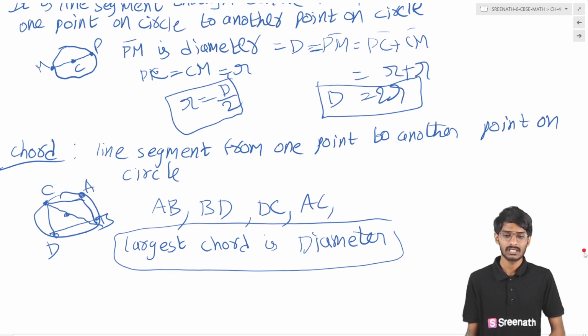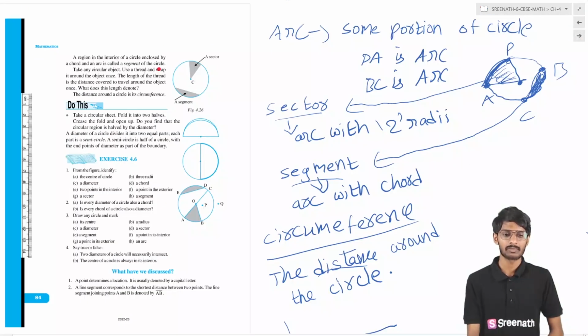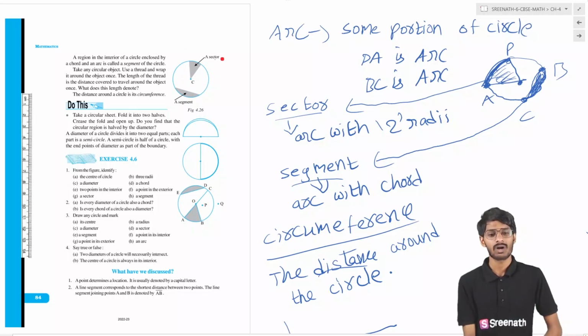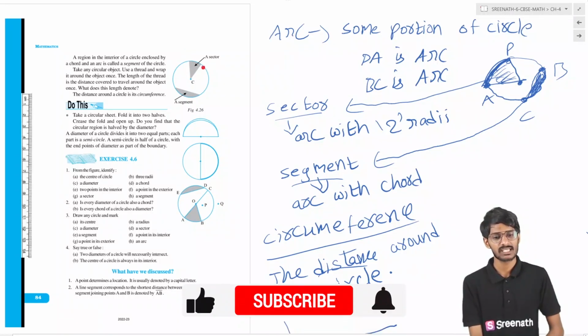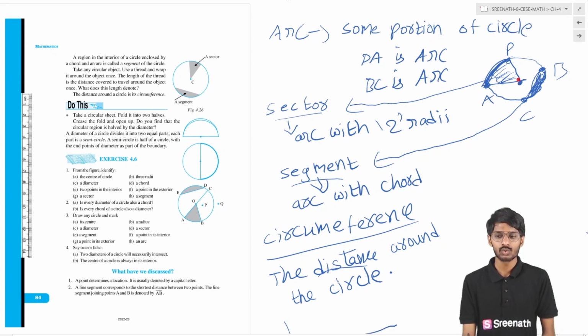Next thing is what, students? We have discussed line segments also. Next thing is about the sector. So what is an arc? If you take some portion of the circle, we call that portion an arc, students. If there is an arc and two radii covering it, then we call this portion a sector, students.